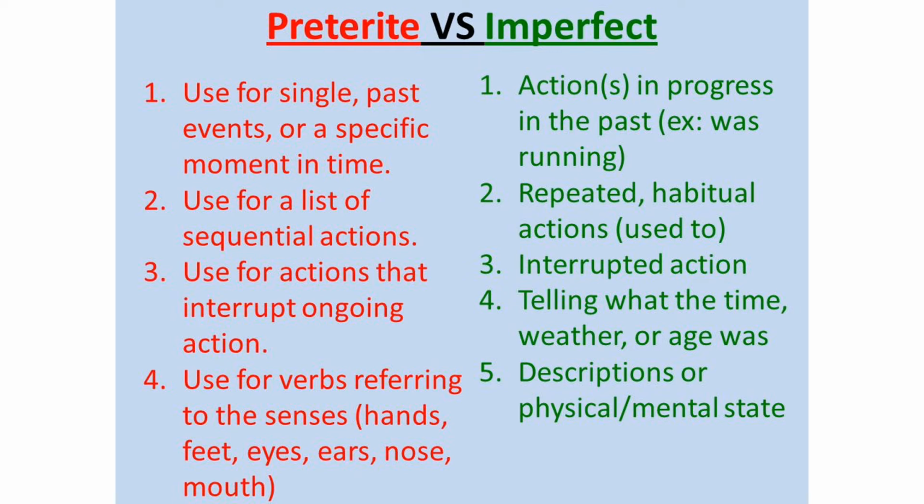Also physical and mental states, being angry, being sad, being happy. Those are almost always going to be continual actions. We hardly ever experience happiness in a single specific moment. We normally experience happiness over time. So that's normally going to be described as imperfect. Can you describe it as preterite? Sure. It's just not very common.